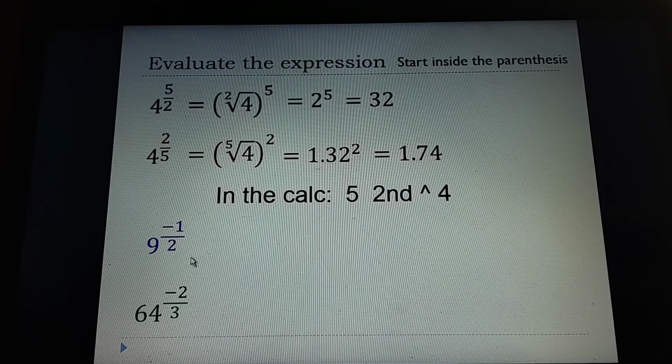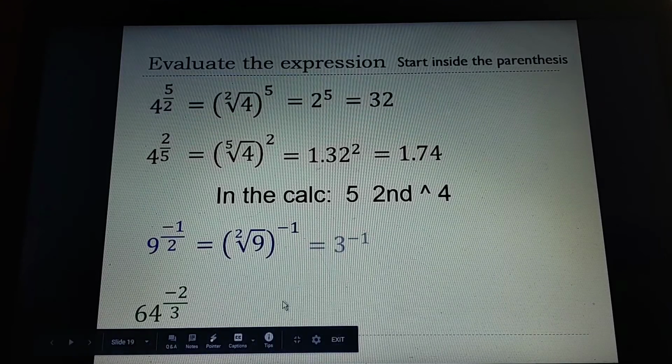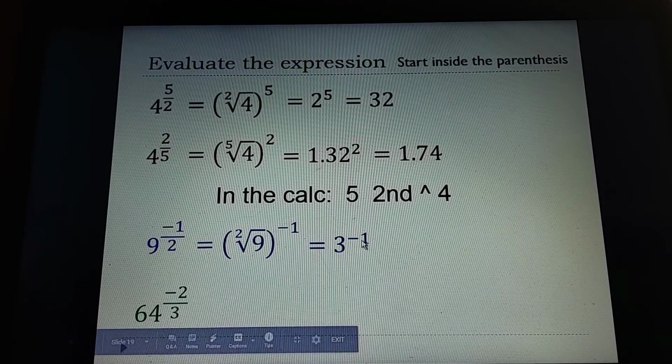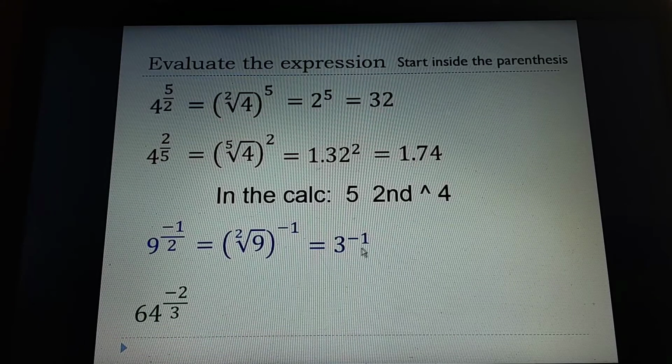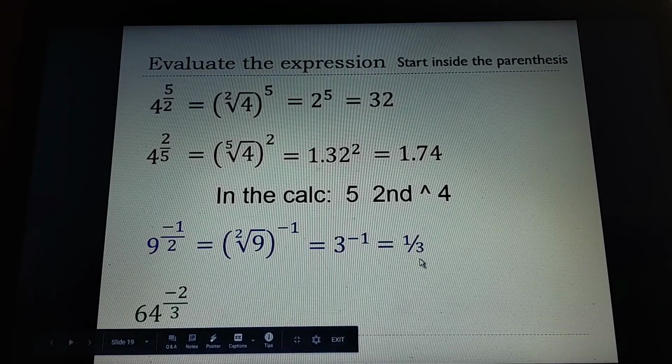Okay, 9 to the negative 1/2. Let's first rewrite it as the square root of 9 to the negative 1 power. The negative always goes with the power, always goes on top. Never put a negative on this ledge here; you'll mess everything up. Inside parentheses, the square root of 9 is 3. So now I have 3 to the negative 1 power. Remember, when you have a negative power, it means use the reciprocal of the base. The reciprocal of 3 is 1 over 3, and that 3 is to the first power, which we don't have to write down.